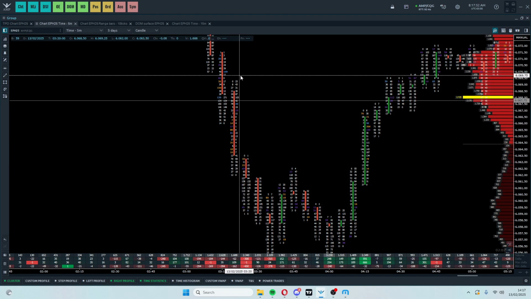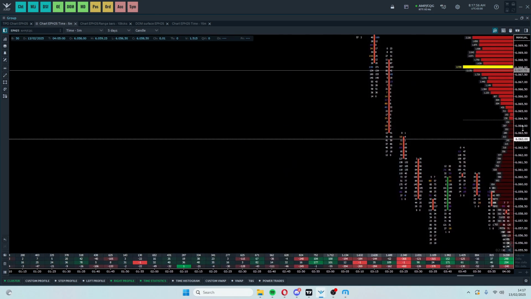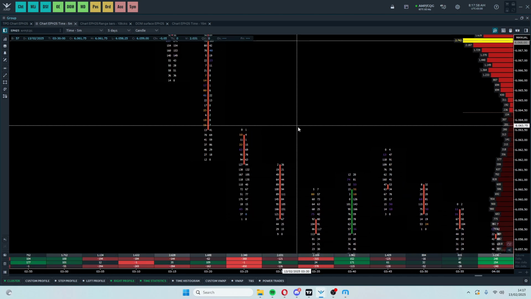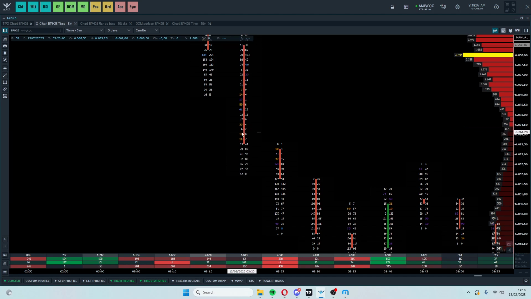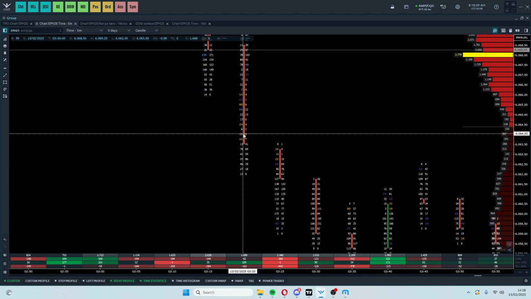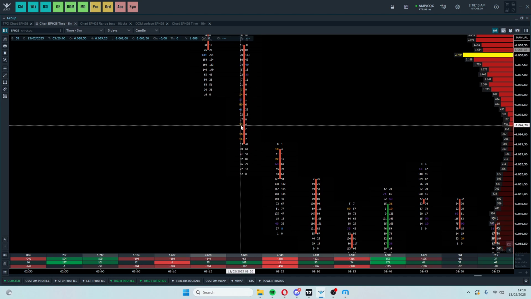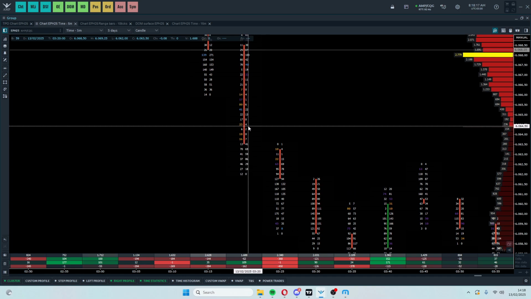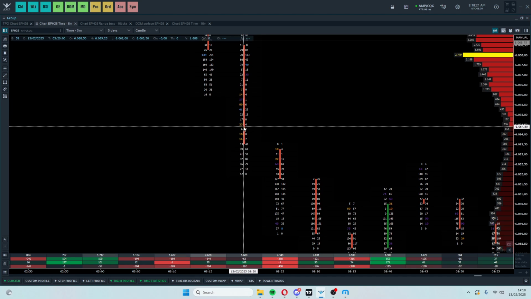Okay, so basically, if you look at a random tick, for example, let's just look at this tick. You had 18 on the bid and 0 on the offer, meaning the delta of this tick is minus 18. If you look at this tick, you had 25 on the bid and 4 on the offer. This means the delta of this tick was minus 21.